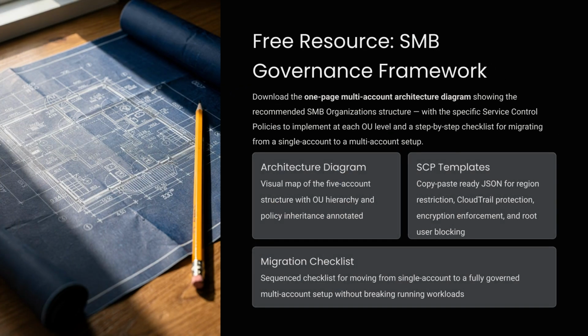Phase 2 focuses on governance, applying region restriction and CloudTrail protection SCPs, creating permission sets, setting up the security account for centralized logging, and configuring consolidated billing alerts and cost allocation tags. Most teams complete Phase 1 in one afternoon, while Phase 2 takes 1 to 2 sprints.